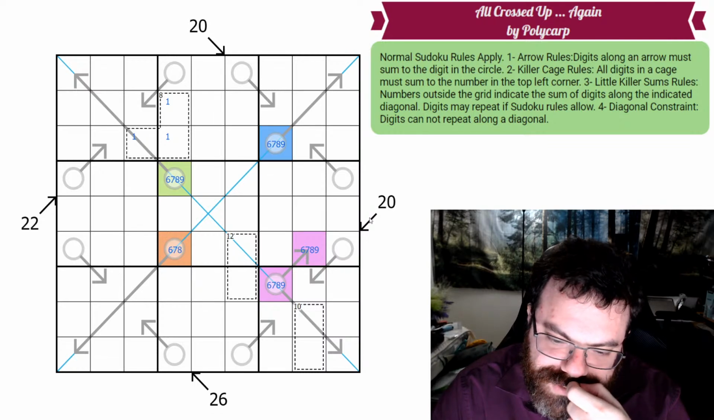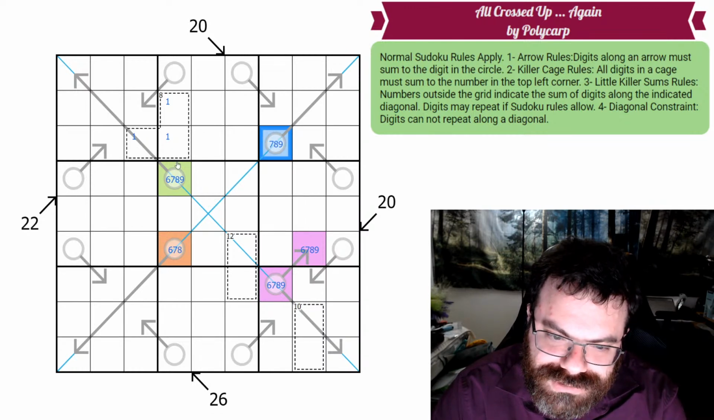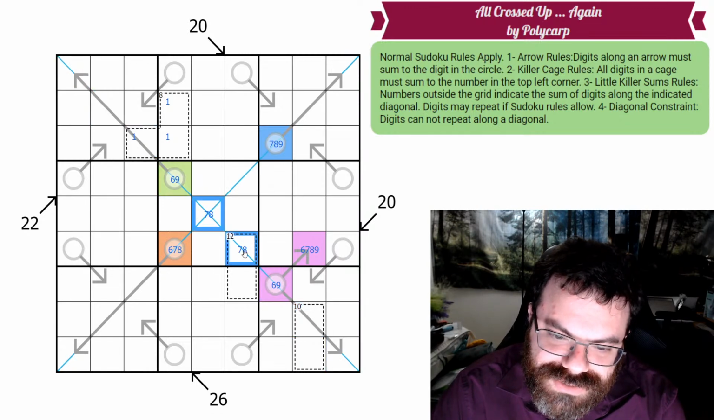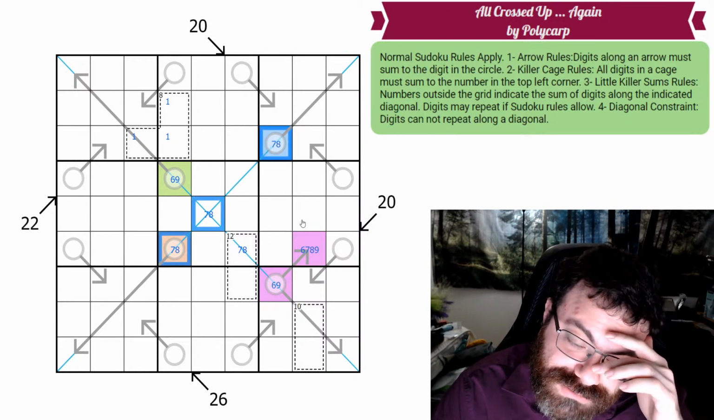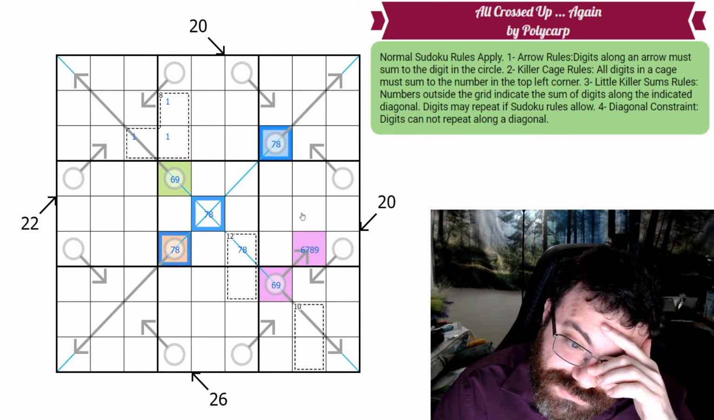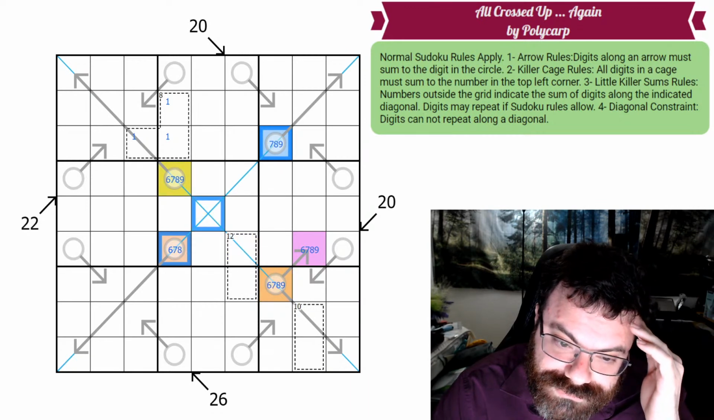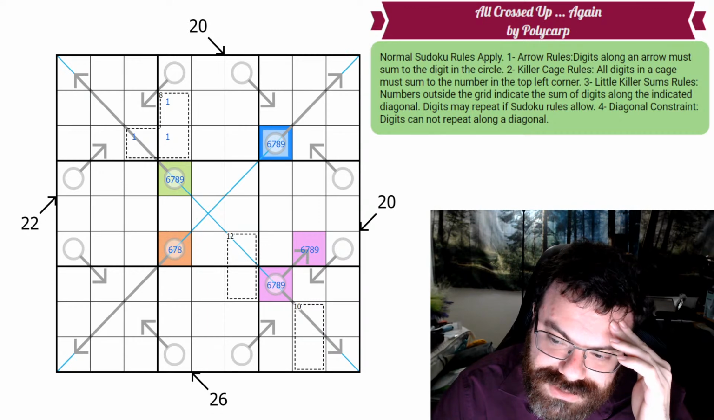Okay, if they were all different, one of them's going to be 6. So this wouldn't be the 6. So the 6 and the 9 would pair up. These would add to 17. Sorry, these would add to 15. We'd have 30. These two would add to 15. They'd have to be 7, 8. These would also be 7, 8, and we'd have three 7, 8s in the diagonal. I think all that's forced. All that to say that this is green then.